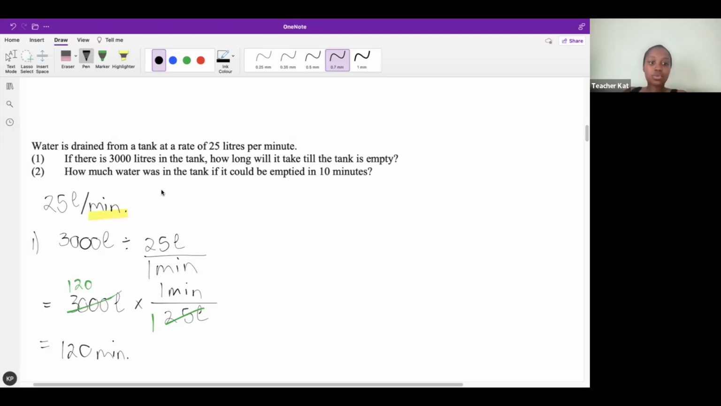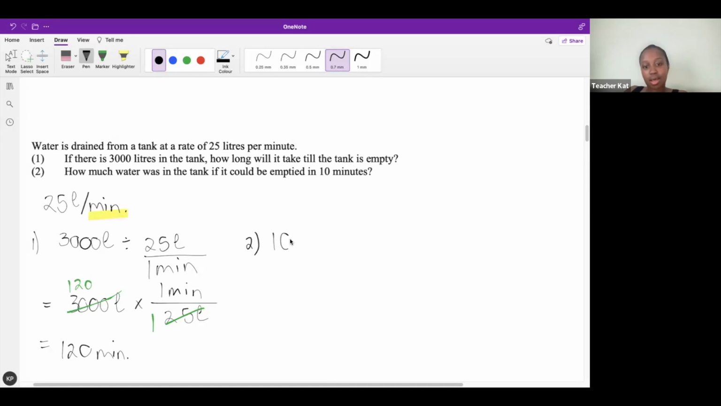Okay, how much water was in the tank if it could be emptied in 10 minutes? So this time we have the minutes. So are we going to multiply or are we going to divide? What do you guys think? It's number 2. This time, do you think we are multiplying or we are dividing to get rid of the units? Thank you, Logan. We are indeed multiplying.